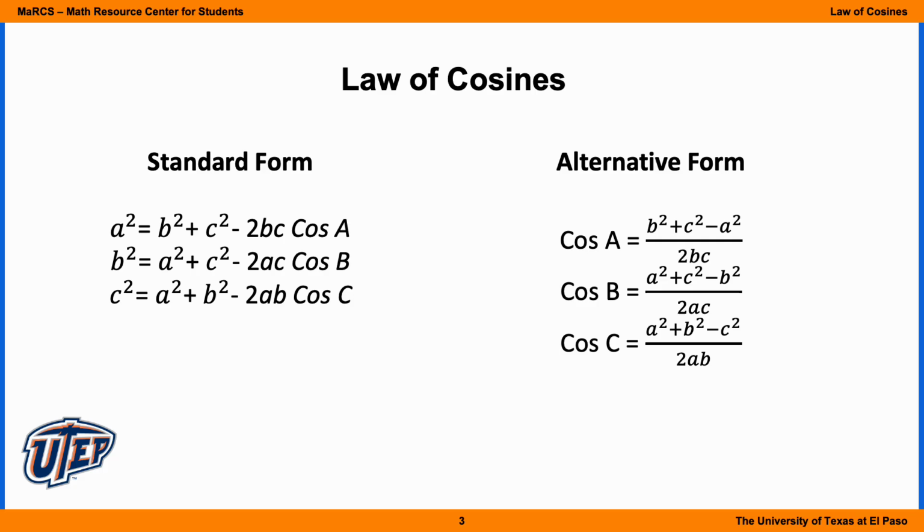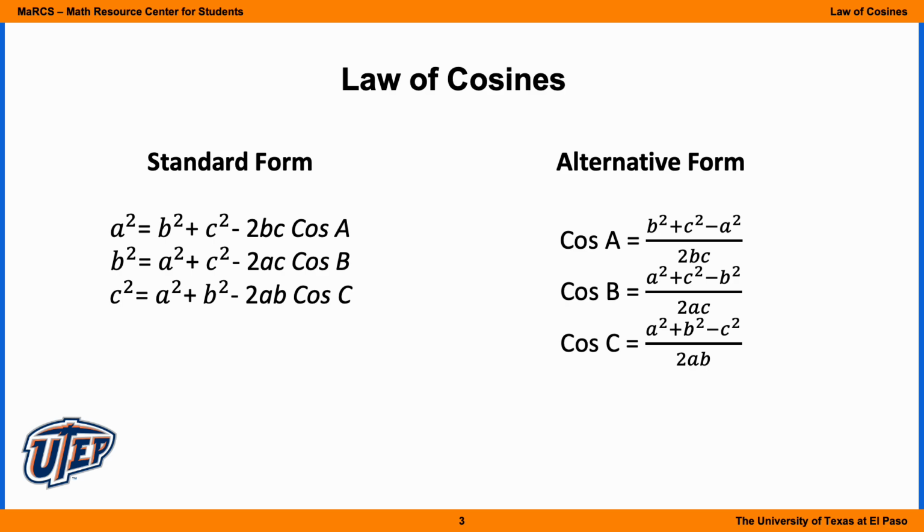So here we're given the law of cosines, where lowercase a, b, and c are side lengths of a triangle and capital A, B, and C are the angles of that triangle. For the standard form we have three different ones. The first one being a squared is equal to b squared plus c squared minus 2 times b times c times the cosine of A.